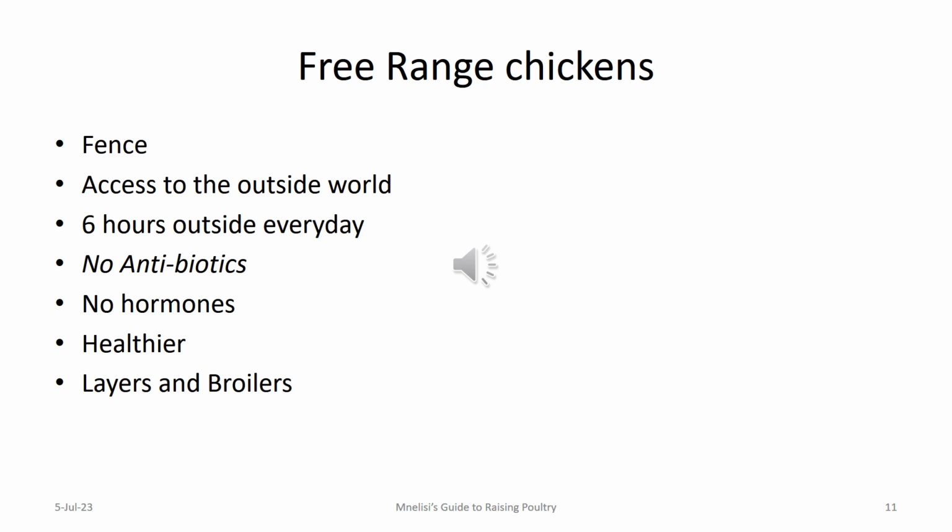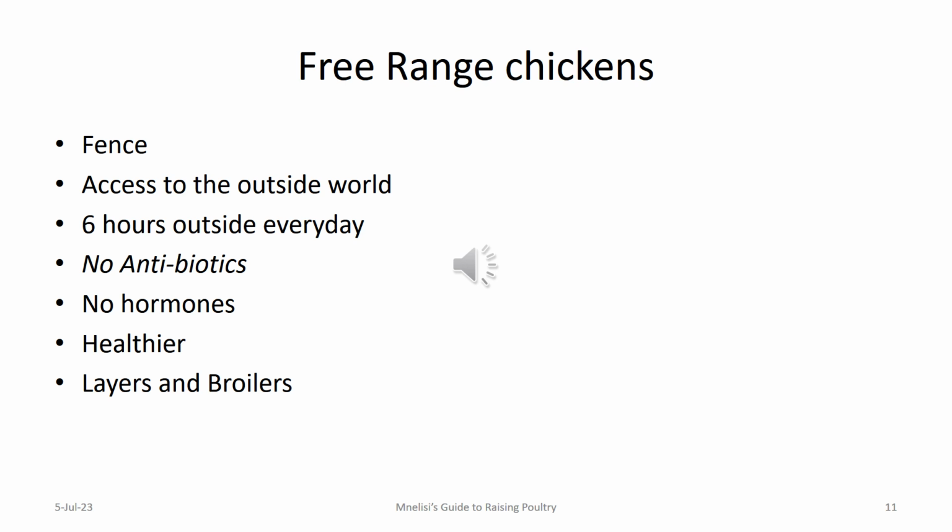Let us now look at the free-range chickens. These chickens will be on a farm that is surrounded by a fence. They will have access to the outside world. A recommended time in South Africa will be 6 hours out of the shelter every day. But this is not the standard around the world.